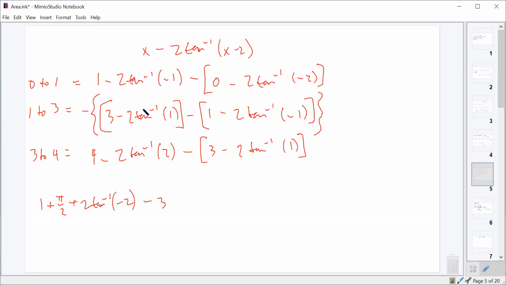That's pi over 4. So that's plus pi over 2. And then we've got minus minus the 1. So that's plus 1. And then we got minus minus minus. So that's going to be a minus 2 inverse tangent of negative 1. And the inverse tangent of negative 1 is negative pi over 4. So that ends up being a plus another pi over 2.